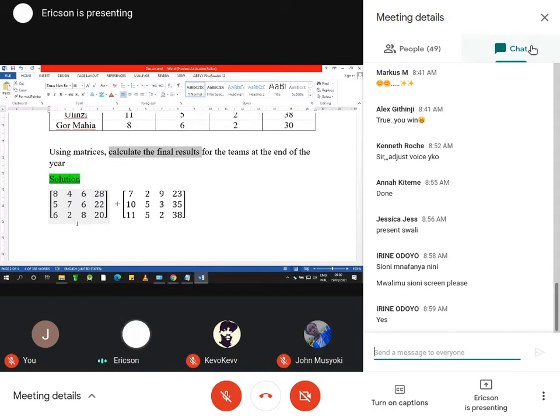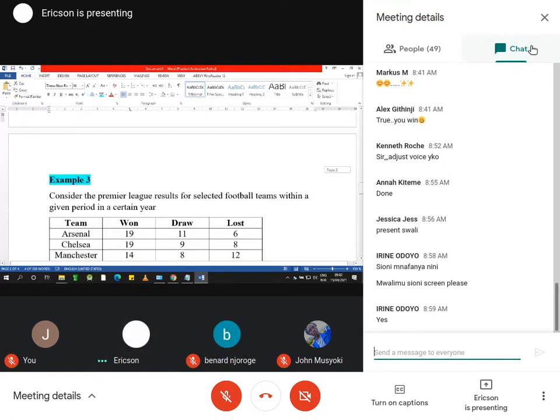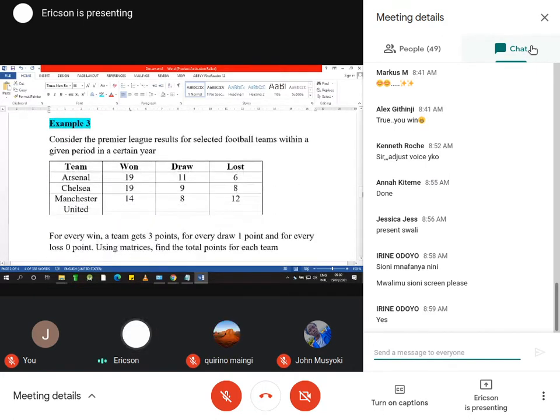So we can move to the next example. Basically, this example, I want you to do it, and then the answer. It's just the same, but we have some additional information.